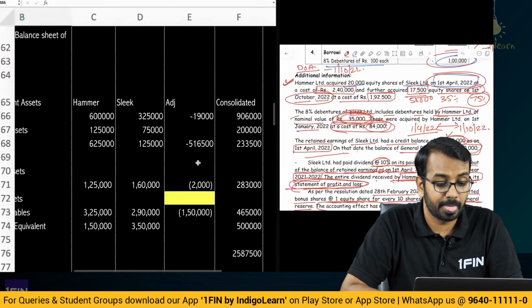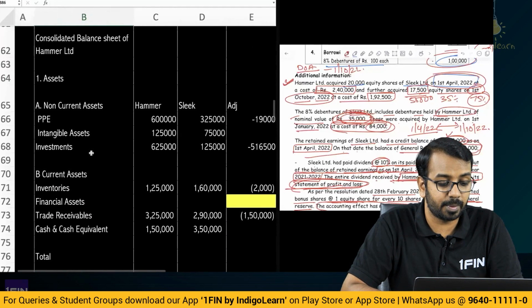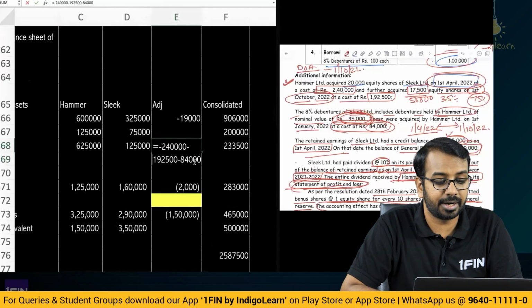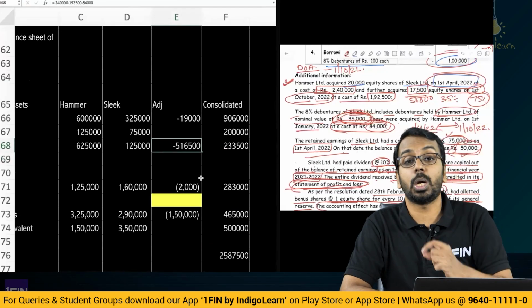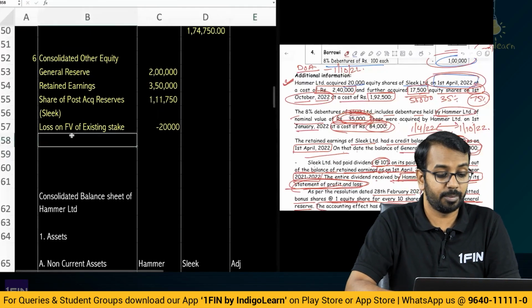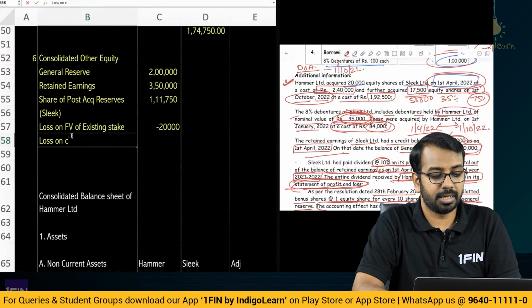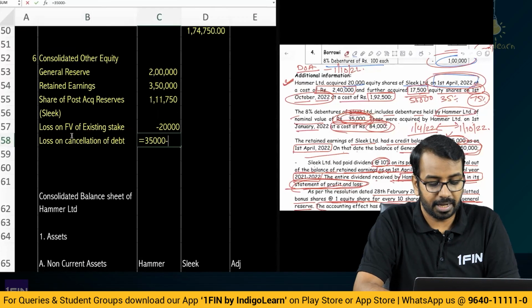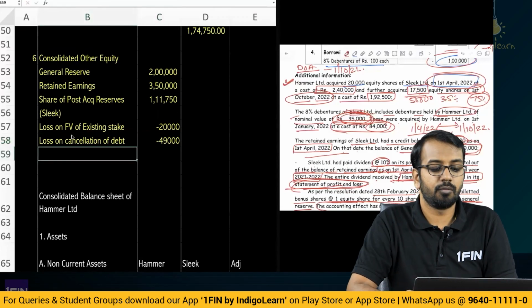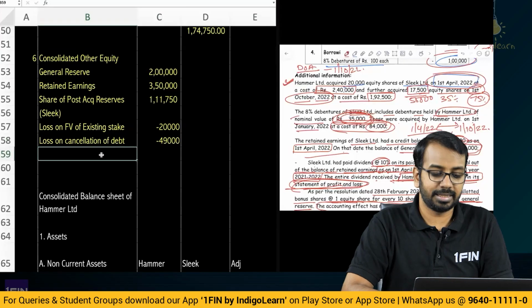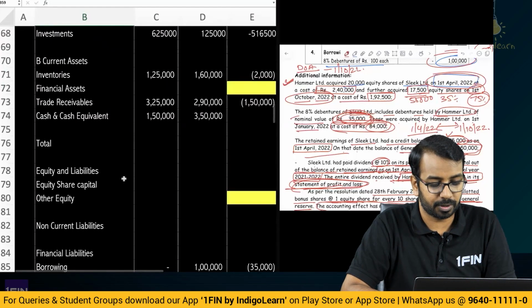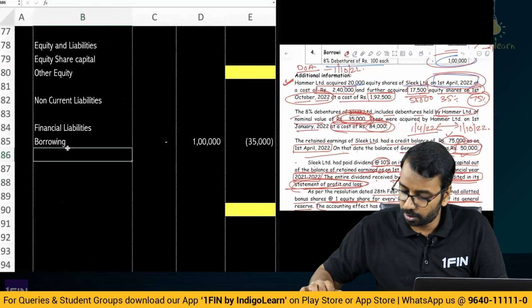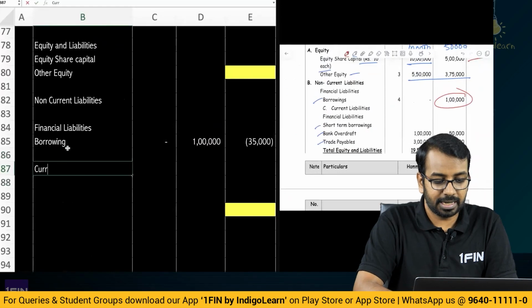Now here, when we adjusted investments, we reduced how much? We had reduced 84,000. So there is a loss, the loss on cancellation of debentures. How much is that? 35,000 is the face value and 84,000 is the cost. So 49,000 is the loss on cancellation of debentures. Okay. Then after borrowings, non-current liabilities, we have current liabilities.